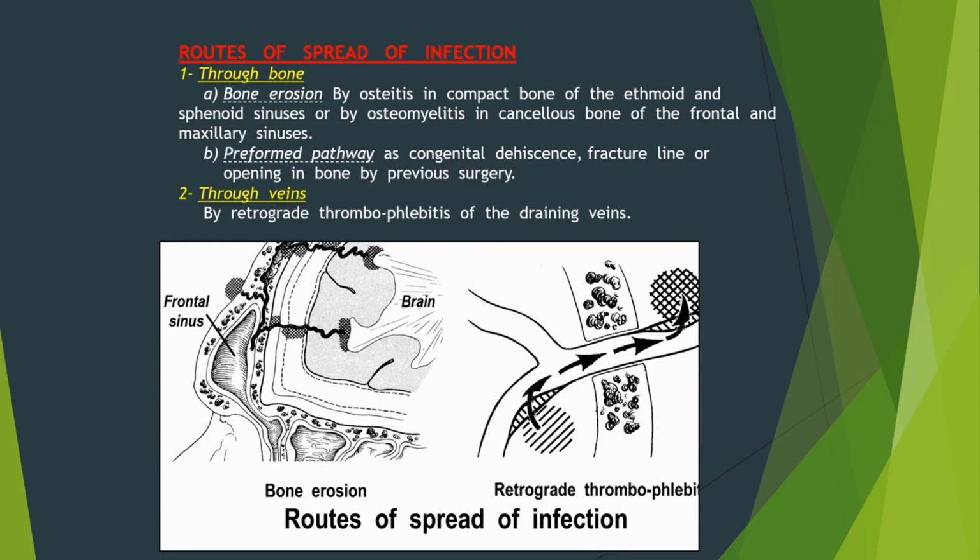What are the routes of spread of infection? Through bone erosion by osteitis in compact bone of the ethmoid and sphenoid sinuses, or by osteomyelitis in the cancellous bone of the frontal and maxillary sinuses, or by a preformed pathway at a congenital dehiscence or a fracture line or opening in bone by a previous surgery. Also, infection can be through veins by retrograde thrombophlebitis of the draining veins. Watch the figure.